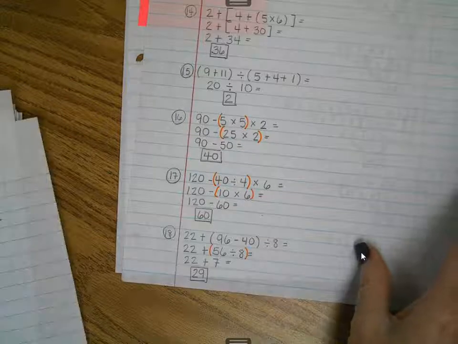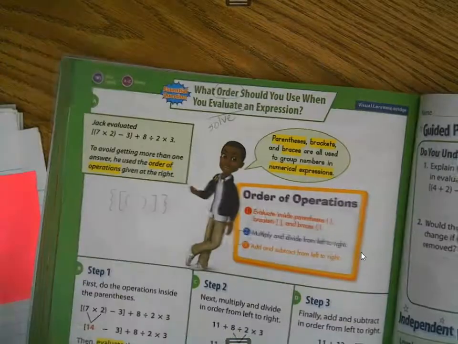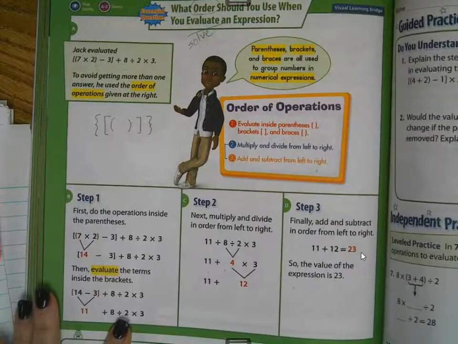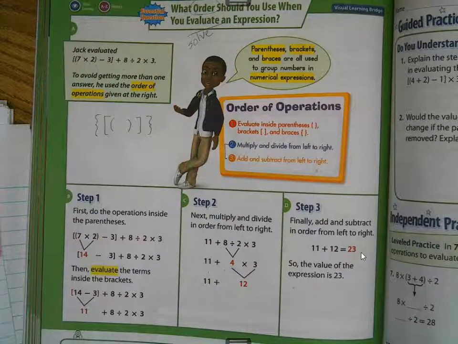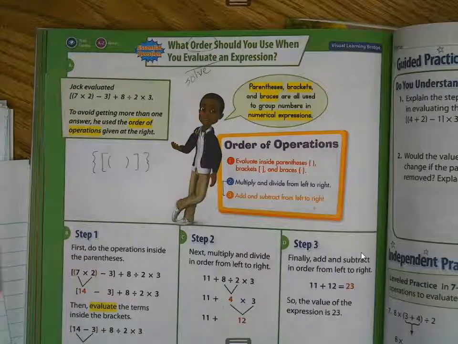All right. So what I would like you to do is turn back to your book to page 538. And like I said, we're going to try to staple this in your book on page 539. So if you don't have a stapler at home, we can do that at school. But let's look at this again. What order should you use when you evaluate an expression?